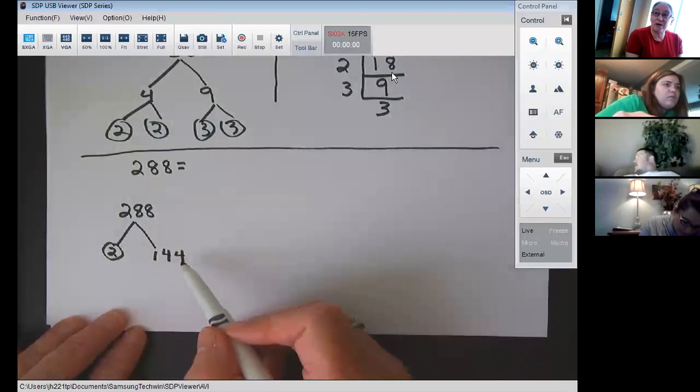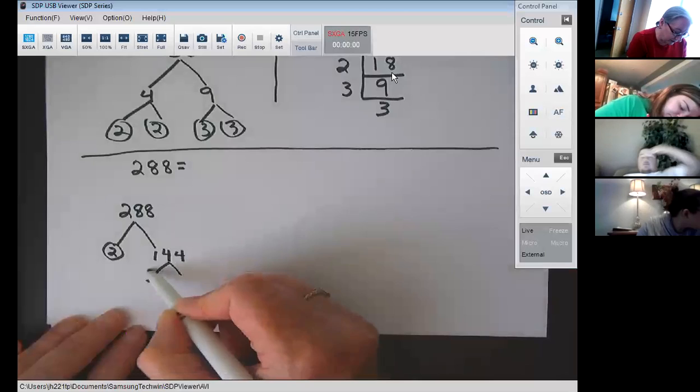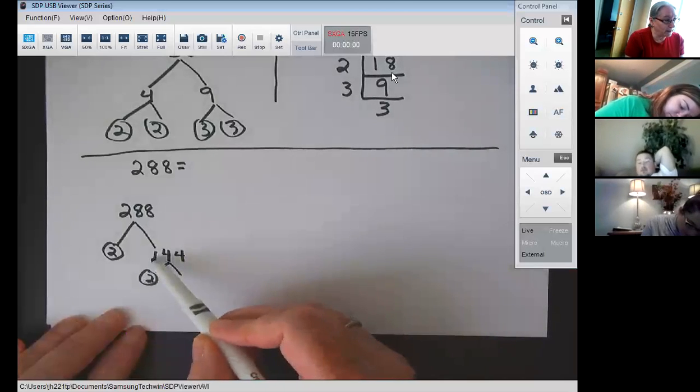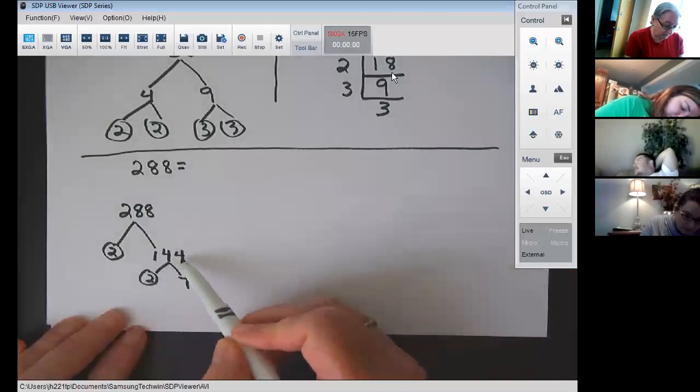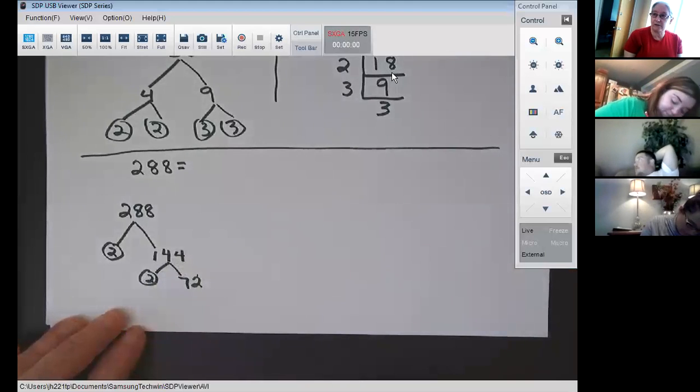Now some of us know that 12 times 12 is 144, but if you didn't know that and all you could really think about was it's still even, let's go ahead and go with that route. So I'm going to do another 2. And now, again, using short division, 2 won't go into 1, but it will go into 14 7 times, and then 2 goes into 4 2 times. And so 2 times 72 will give me 144.